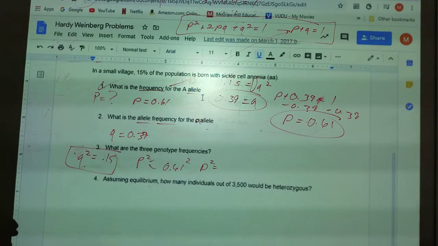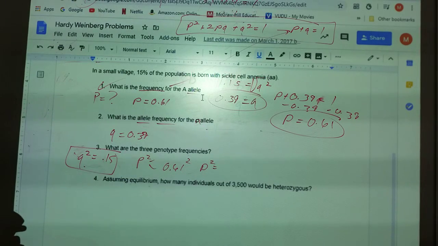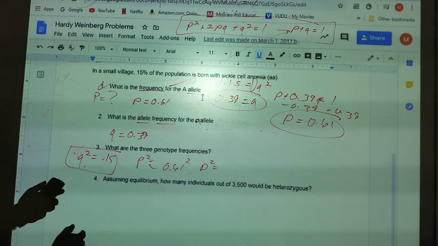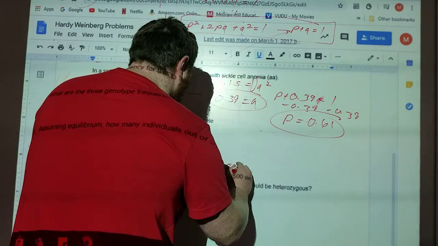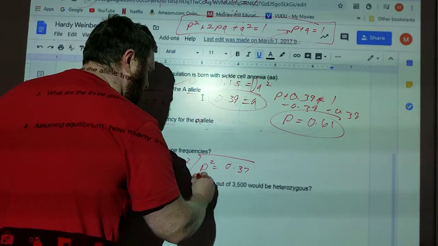So 0.61 times 0.61, you end up with 0.37. Okay, so that's my P squared.